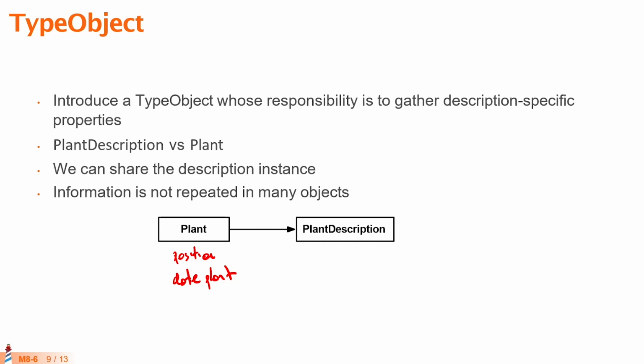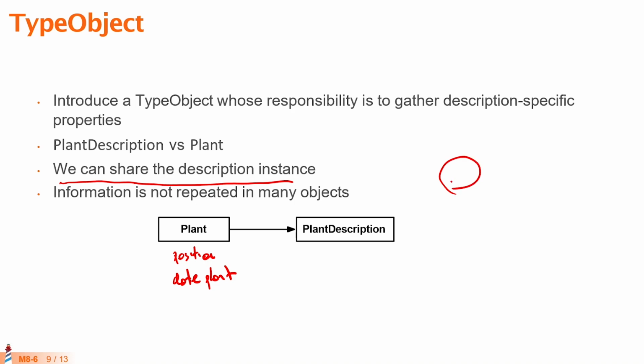And then in the description, we are going to put the information that is common to all the plants of this same species. We are going to have, for example, the scientific name of the species, the kind of species, the origin of the species, what are the specific features of this family of plants. In this case, we are going to share this description between many instances.